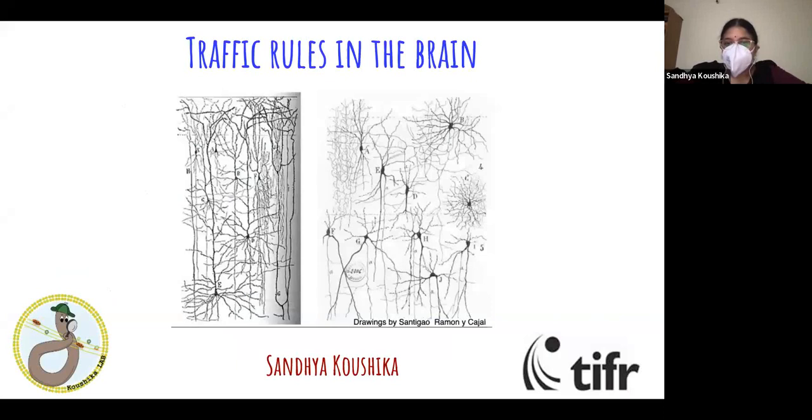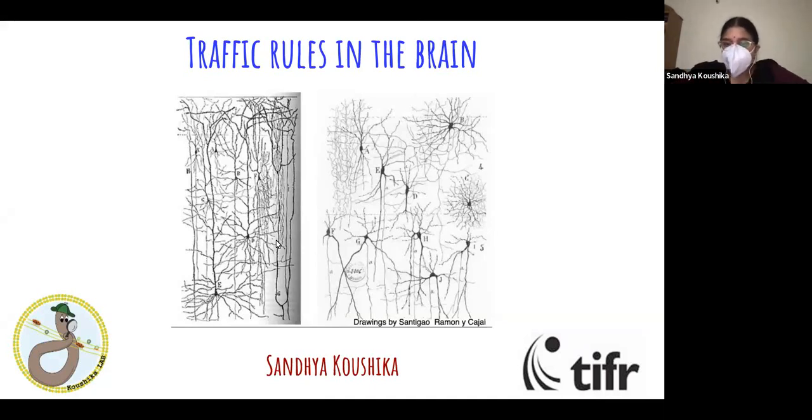What I'm going to talk about are traffic rules in the brain. I think all of us have seen pictures of the human brain, and this is a little drawing of what is present inside the brain, which is all these cells called neurons.